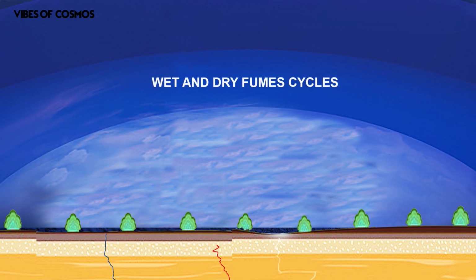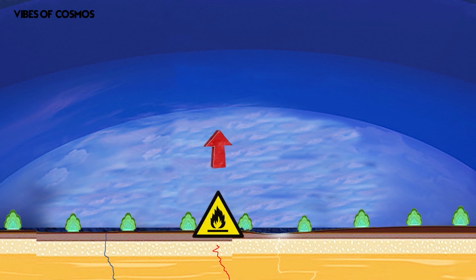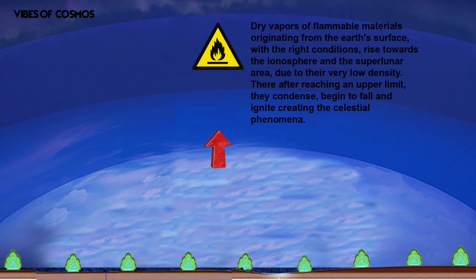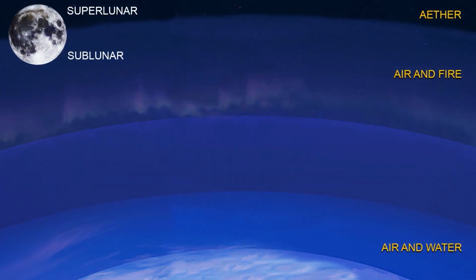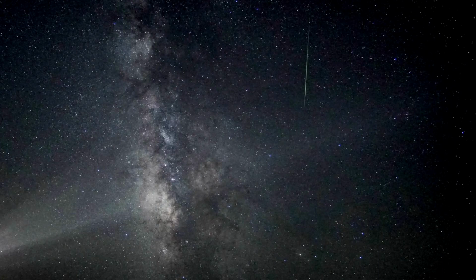Wet and dry fume cycle. Dry vapors of flammable materials originating from the Earth's surface, with the right conditions, rise towards the ionosphere and the superlunar area due to their very low density. There, after reaching an upper limit, they condense, begin to fall and ignite, creating the celestial phenomenon.